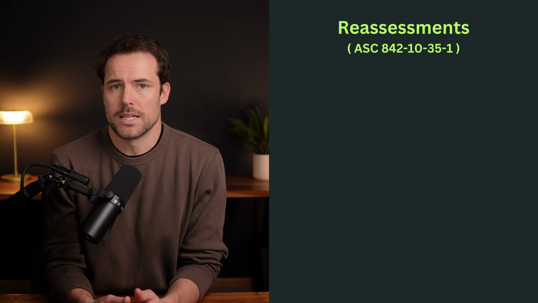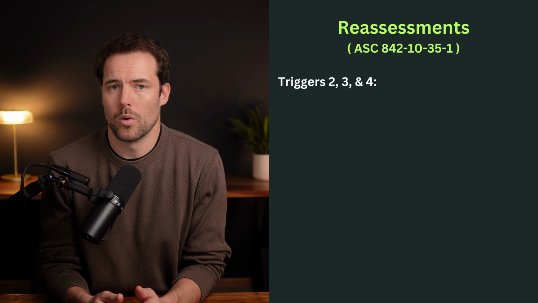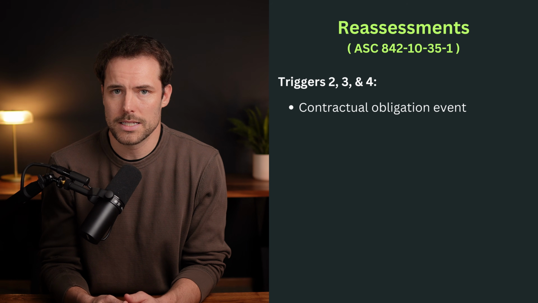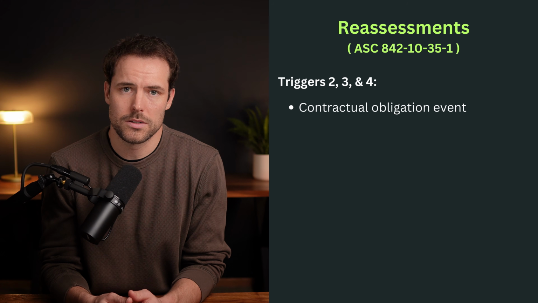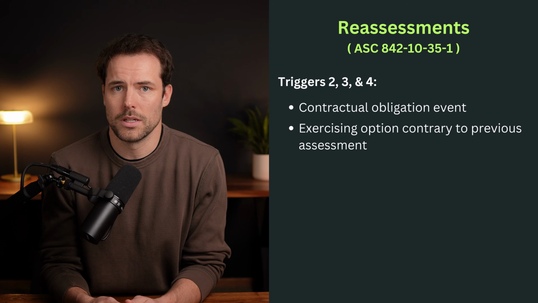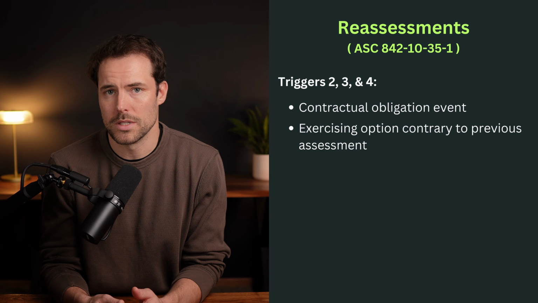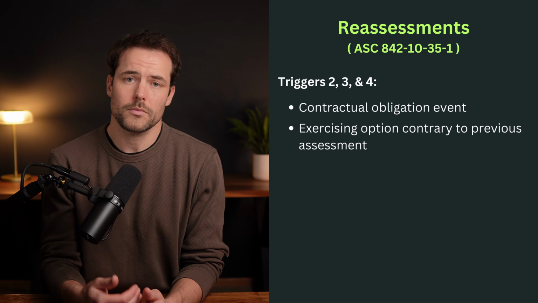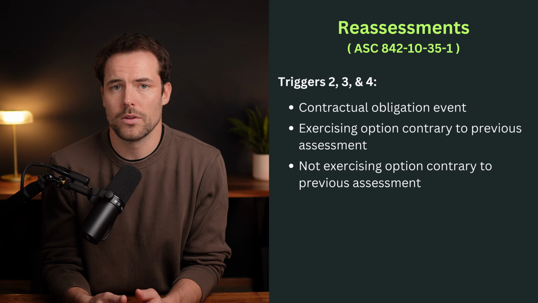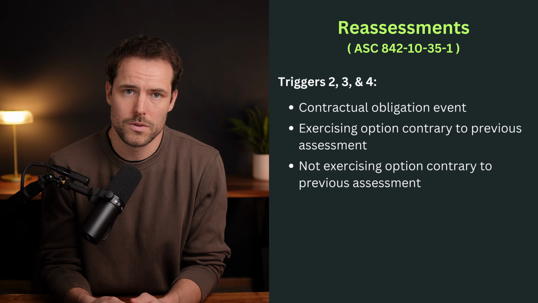The remaining reassessment triggers are more straightforward. We must reassess the lease term or a purchase option when the contract includes an event that obliges the lessee to exercise or not exercise an option. When the lessee elects to exercise an option even though the entity had previously determined that the lessee was not reasonably certain to do so, and when the lessee elects not to exercise an option even though the entity had previously determined that the lessee was reasonably certain to do so.